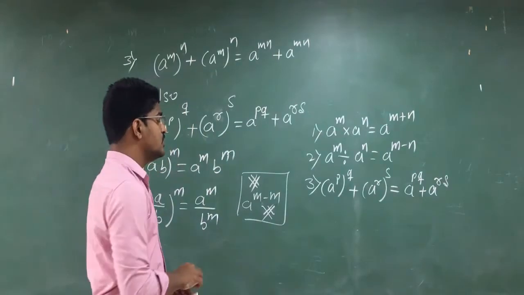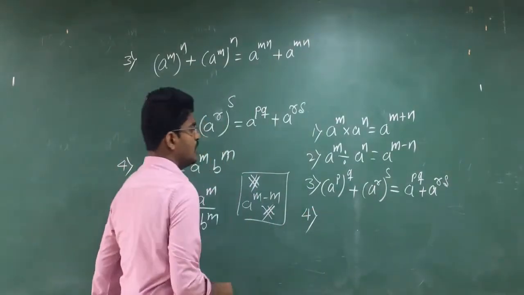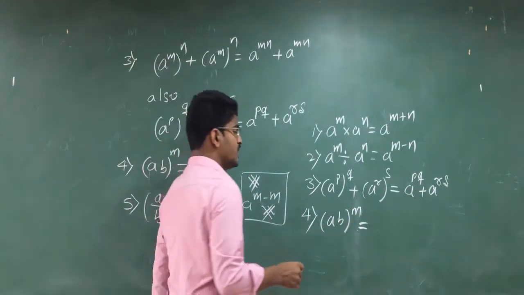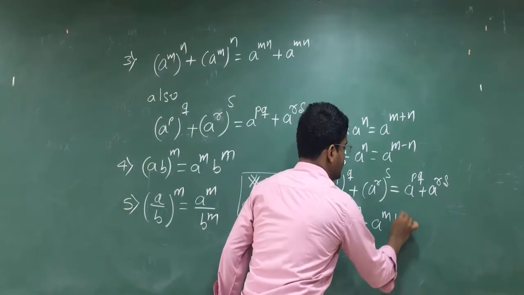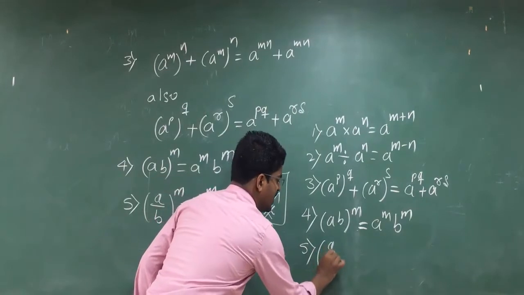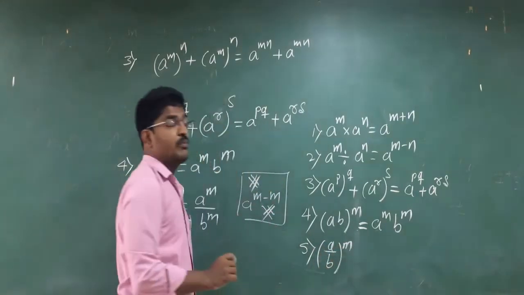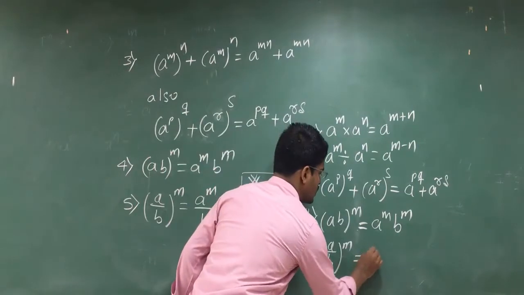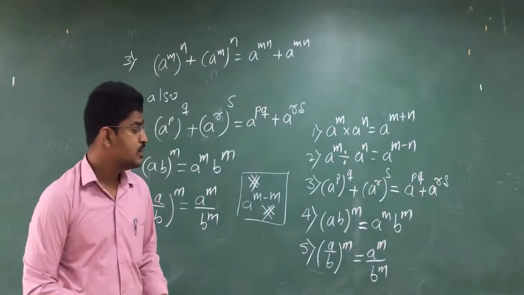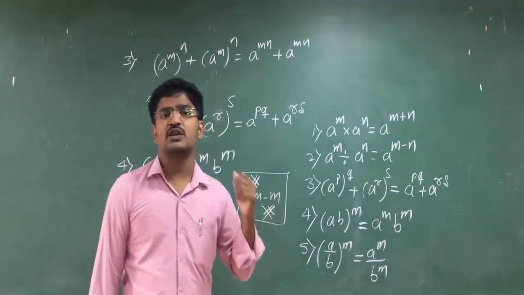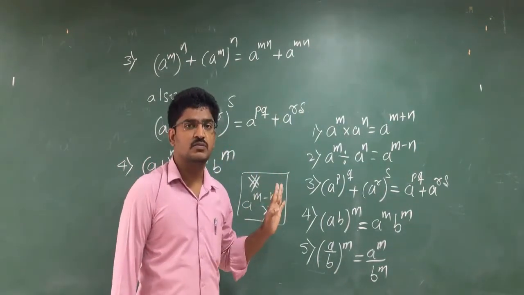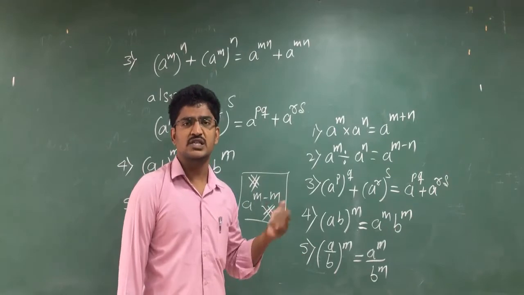Clear, students? Next, the fourth one is (ab)^m is equal to a^m into b^m. Clear? And the fifth one is (a/b)^m. (a/b)^m is equal to what? a^m divided by b^m. So these are the 5 basic fundamental rules of laws of indices. Please remember these things before you start mathematics, before you start physics, or before you start chemistry.